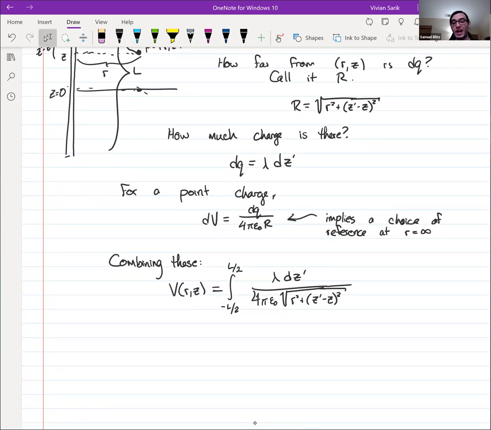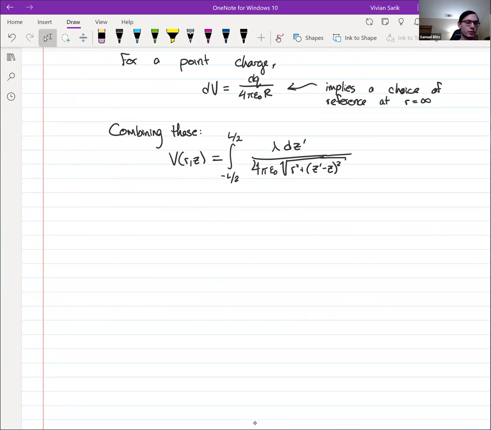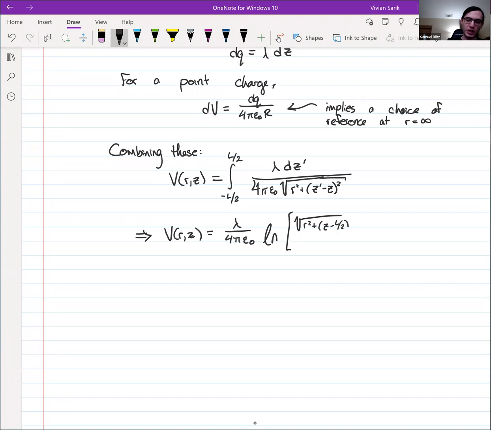And so this integral turns out to actually be kind of nasty to do. I'm not going to show you how to do it. I used a computer to do it, but it can be done using lookup tables or an integral table or using Wolfram Alpha or whatever. And the answer that you end up getting is the following. You get that V of r and z is lambda over 4 pi epsilon naught times the log of the square root of r squared plus z minus L over 2 squared plus L over 2 minus z, divided by the square root of r squared plus z plus L over 2 squared minus L over 2 minus z. I'm going to make sure that I get the right sign here.